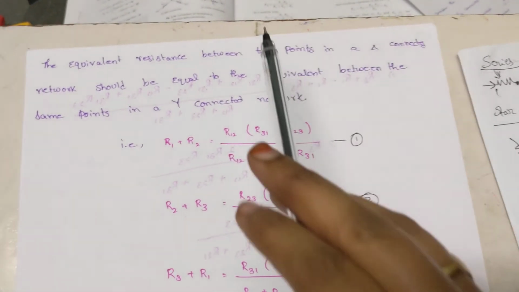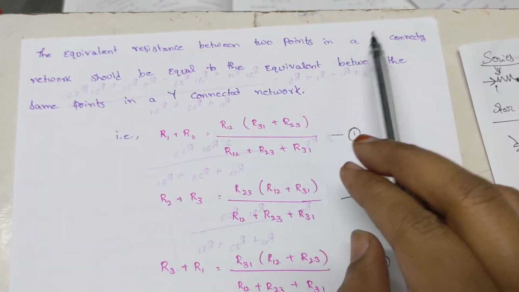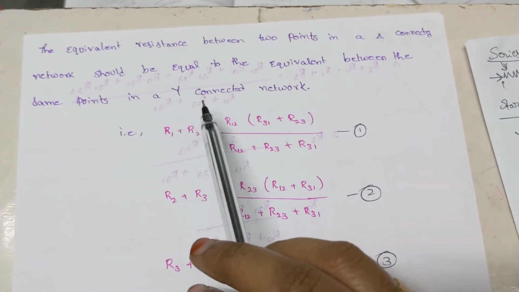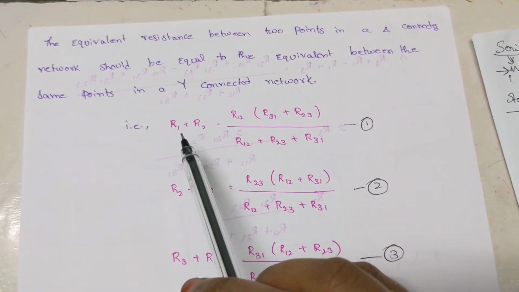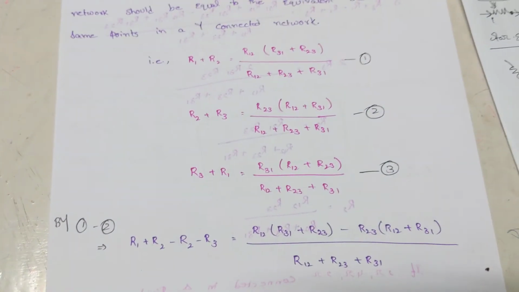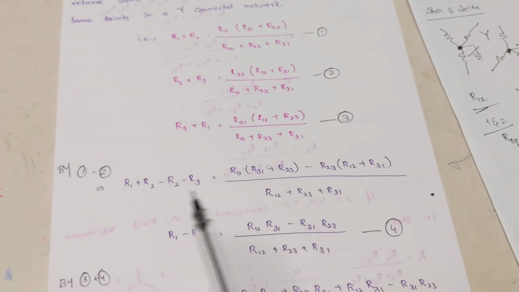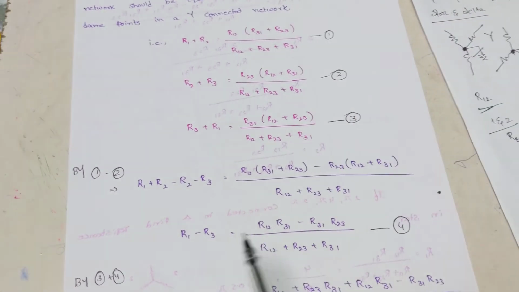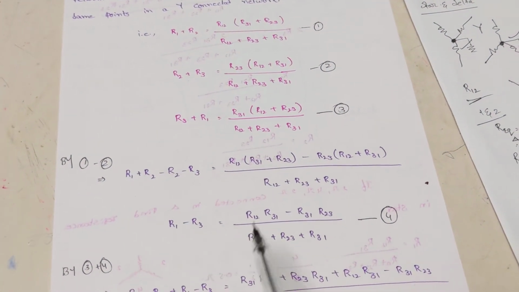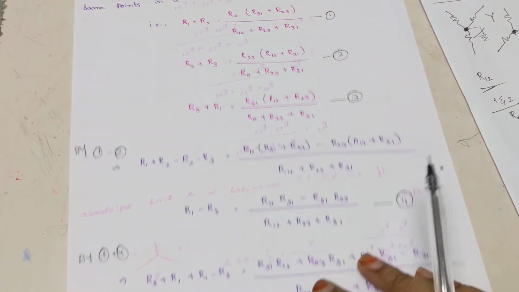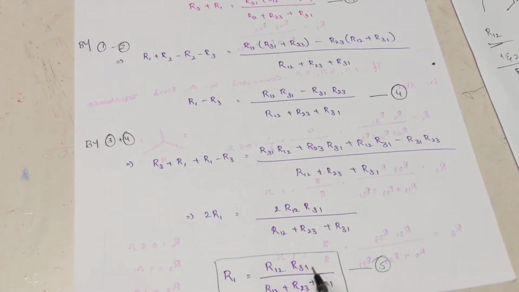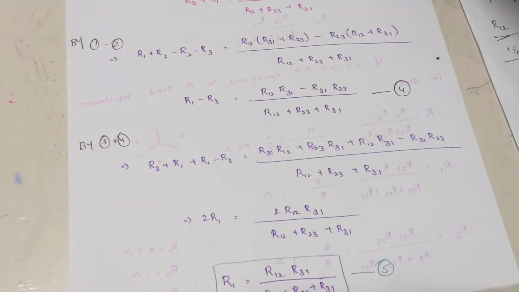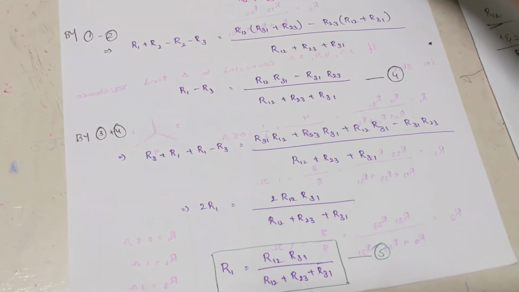So the equivalent resistance between the 2 points in the delta connection should be equal to the equivalent resistance between the same points in your star connection. So the same thing we represented as R1 plus R2, the expressions. Here the same thing we performed. We subtract the first two equations to get the expression in terms of R1 and R3. Later we add up those values and find out what the R1 expression is in terms of your delta resistors.